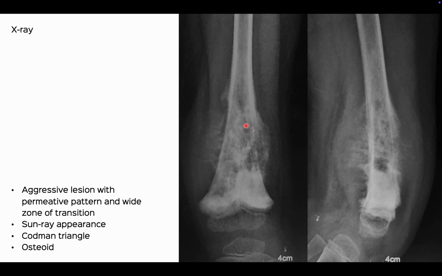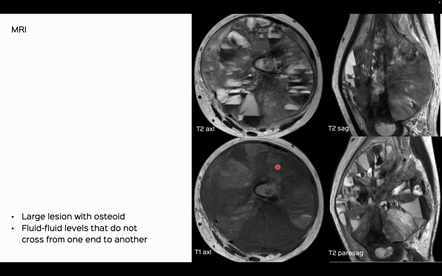We have a permeative pattern. There is a wide zone of transition. There's a sunray appearance. So this is a very aggressive pattern of periosteal reaction. Here's the Codman triangle. And more important, we have a lot of new bone formation or osteoid with abnormal soft tissue. So clearly, we have a malignant tumor with osteoid. And so that itself should tell us on the X-ray that this is an osteosarcoma.